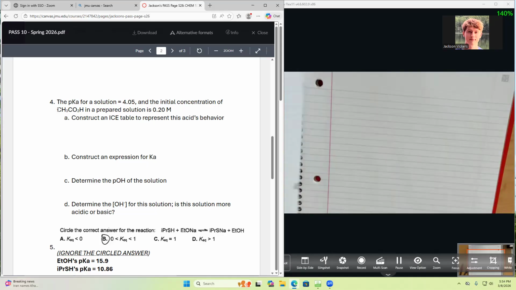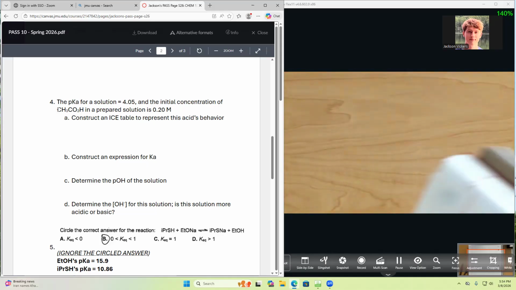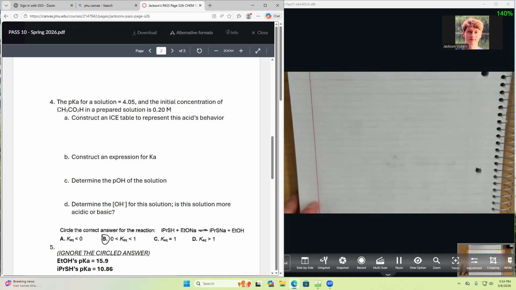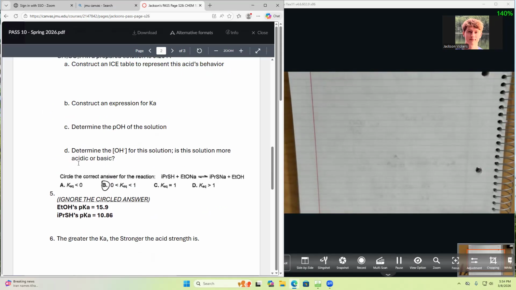All right, next one. This one is one of my favorite problems to talk about in the semester, because this was on one of my organic chemistry exams and I got it wrong.